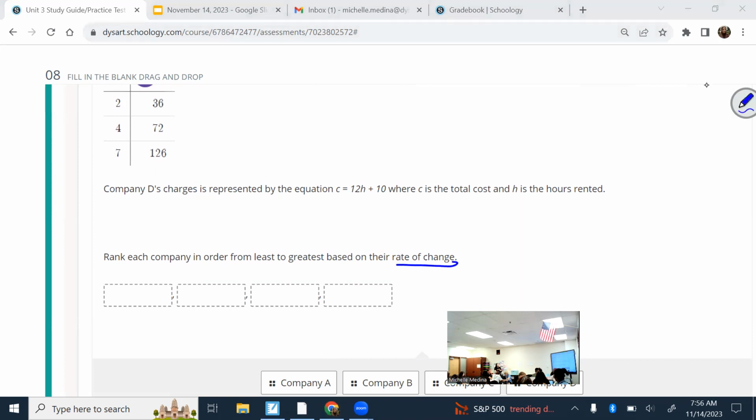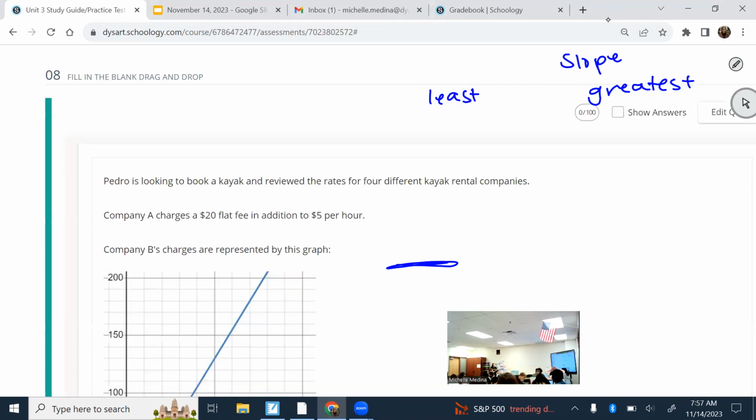What's another word for rate of change? Slope. So slope, rate of change, they mean the same thing. So basically you need to find the slope of each, and they're all represented differently, and then compare them, and you want them to go from least to greatest. So company A gives you 2 values. Which value would be your slope, your rate of change? The $20 flat fee or the $5 per hour?